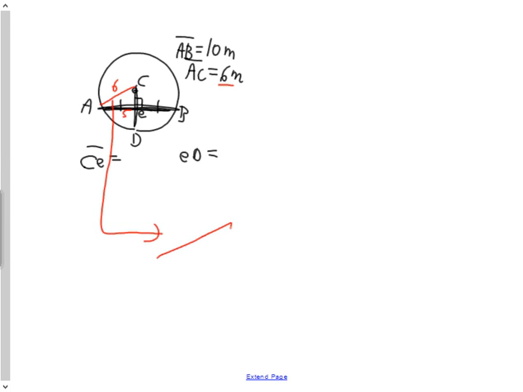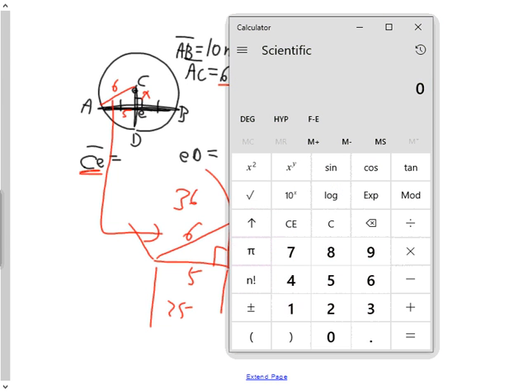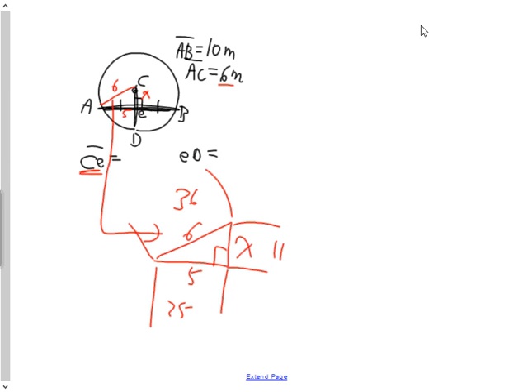So if I redraw this triangle, I have a 6, a 5, and an x. This x will actually be the distance of CE. So I'm going to add on my squares. This is 25, this is 36, this will be 11. X will be the square root of 11. Take 11, press the square root sign, I get 3.3. So this distance here is 3.3.